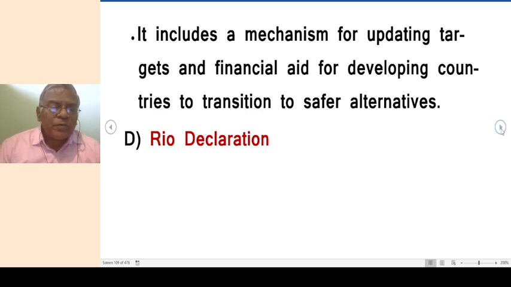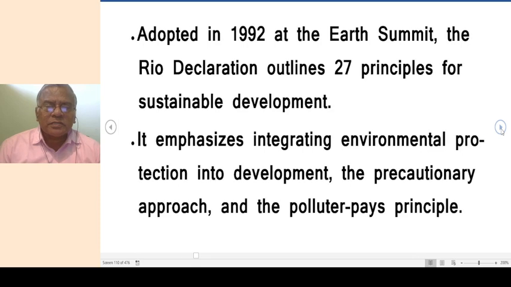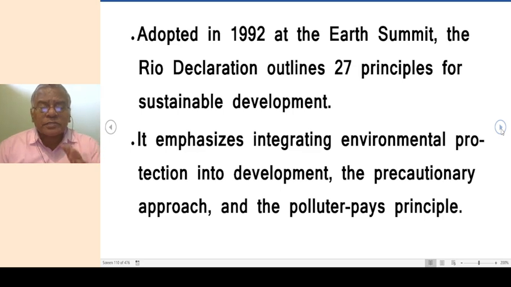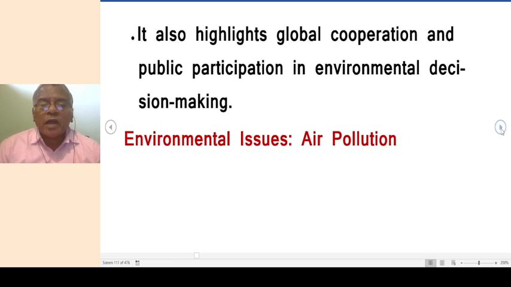The fourth one will be Rio Declaration, that is in France. Adopted in 1992 at the Earth Summit, the Rio Declaration outlines 27 principles for sustainable development. It emphasizes integrating environmental protection into development, the precautionary approach, and the polluter pays principle. It also highlights global cooperation and public participation in environmental decision making. Let us now discuss the environmental issues.